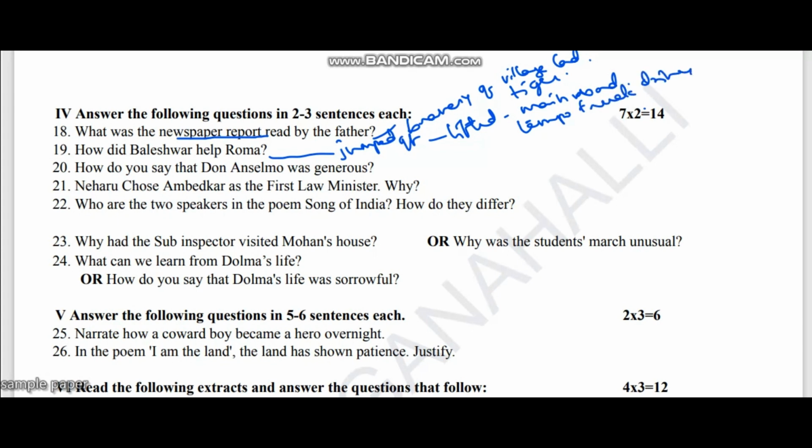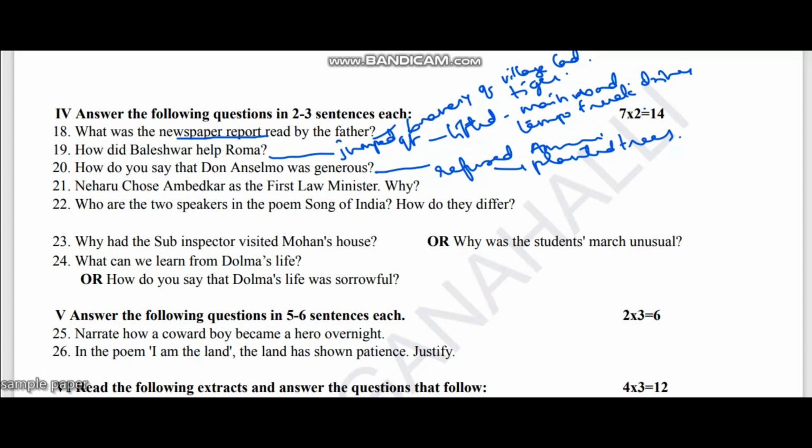20. How do you say that Don Anselmo was generous? Don Anselmo, he refused the double amount offered by the Americans. And also he had planted trees in the name of the children of Rio and Medio. That's why he was very generous.